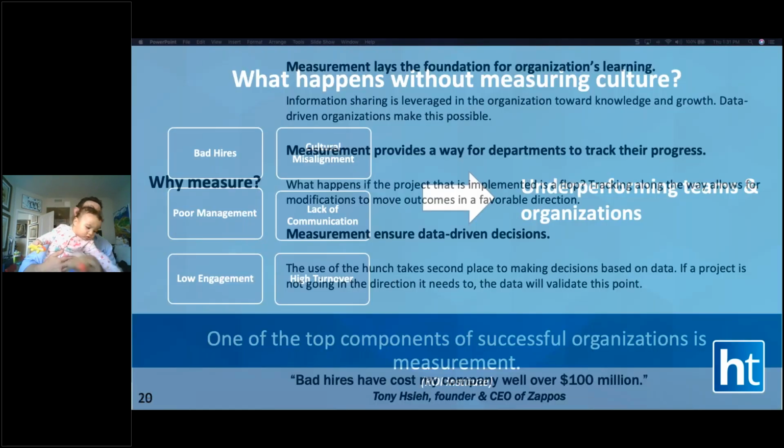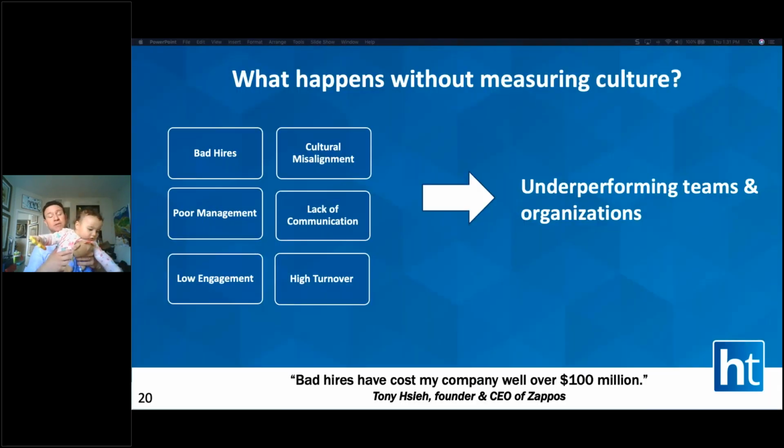So to summarize this slide, one of the most important components of successful organizations is measuring culture. As we all know, successful organizations measure everything. Now culture is yet another thing they're measuring in terms of other data. So what happens when you don't measure culture? Well, you get bad hires, you get cultural misalignment, you get poor management, you get lack of communication, low engagement, high turnover, all these things.